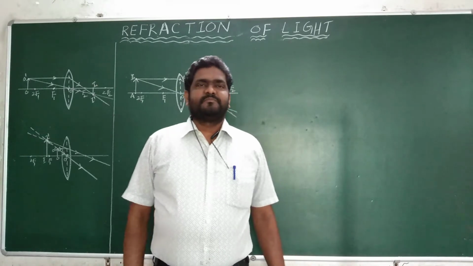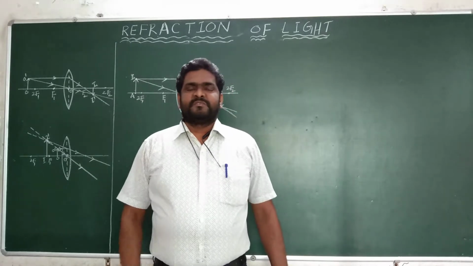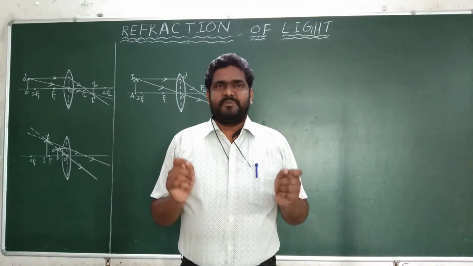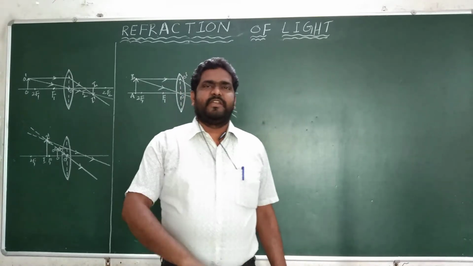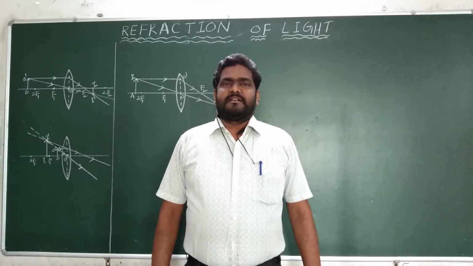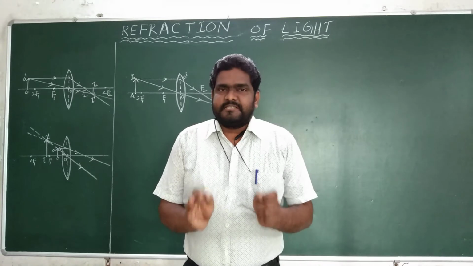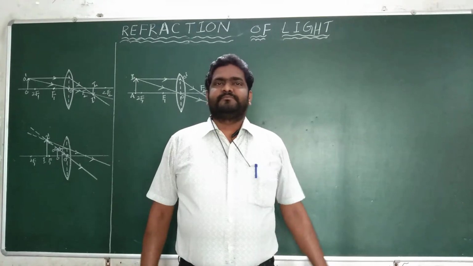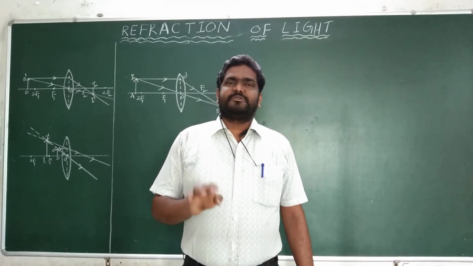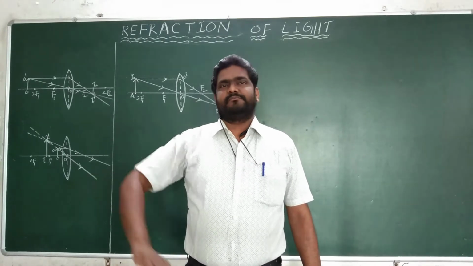Before going to that, keep these 4 or 5 points in your minds. First, all distances are measured from the optic center only. The second point is that distances measured along the direction of the incident ray are treated as positive. Next, distances measured opposite to the incident ray direction are treated as negative.